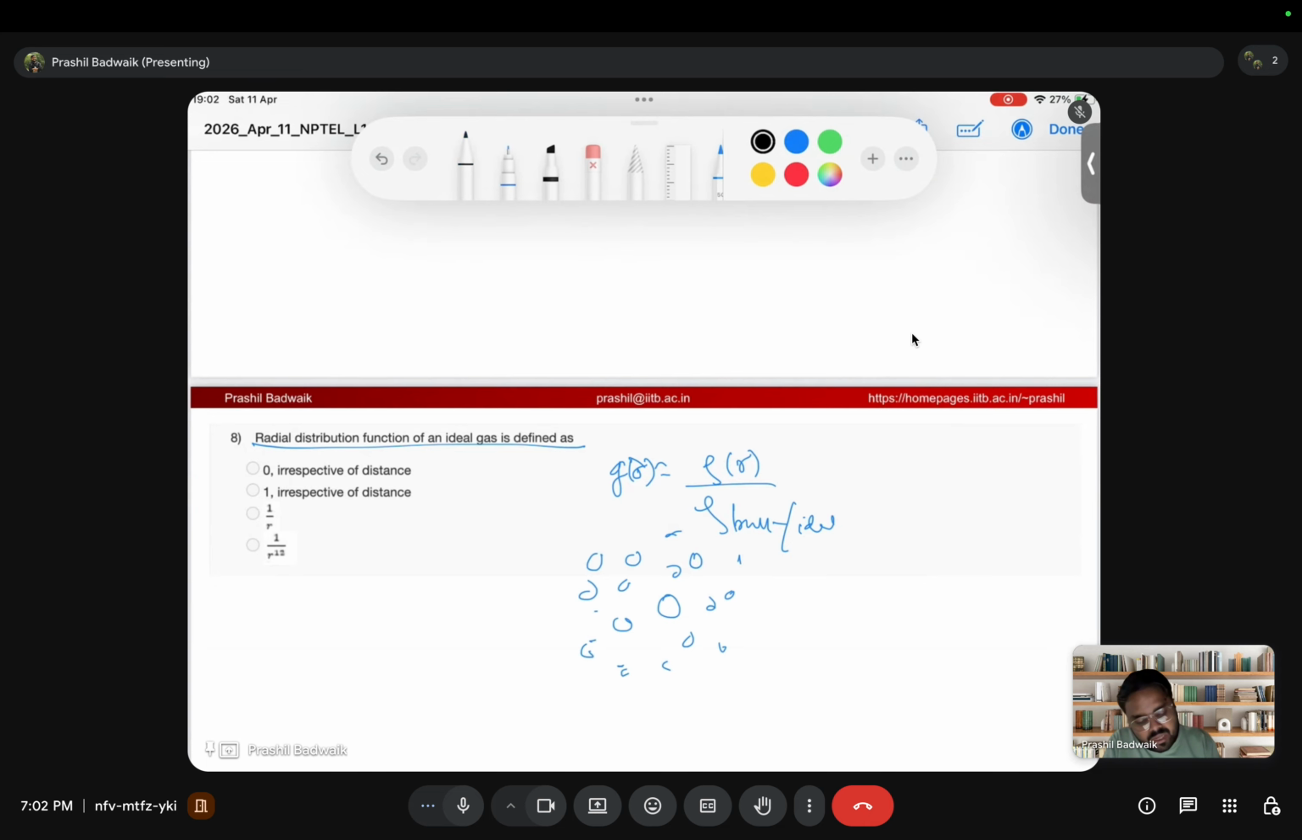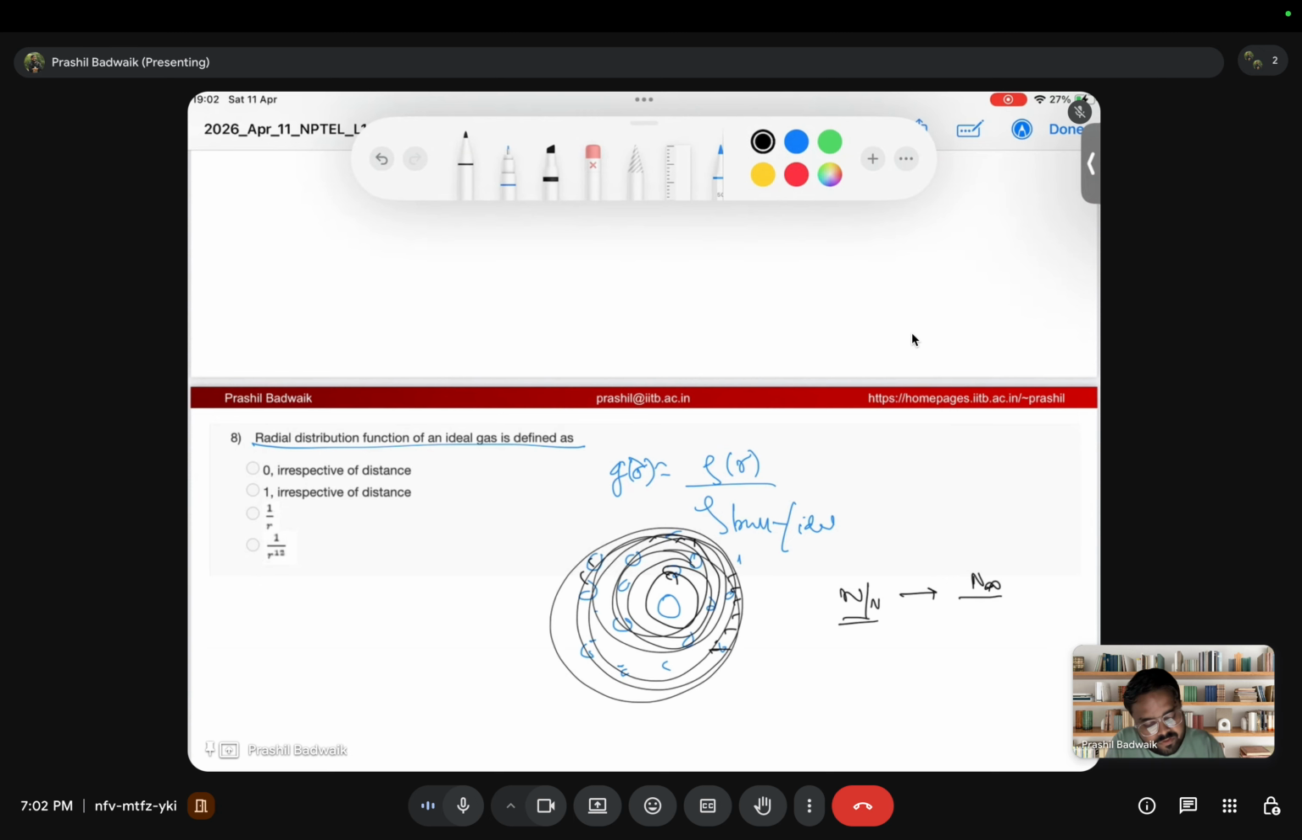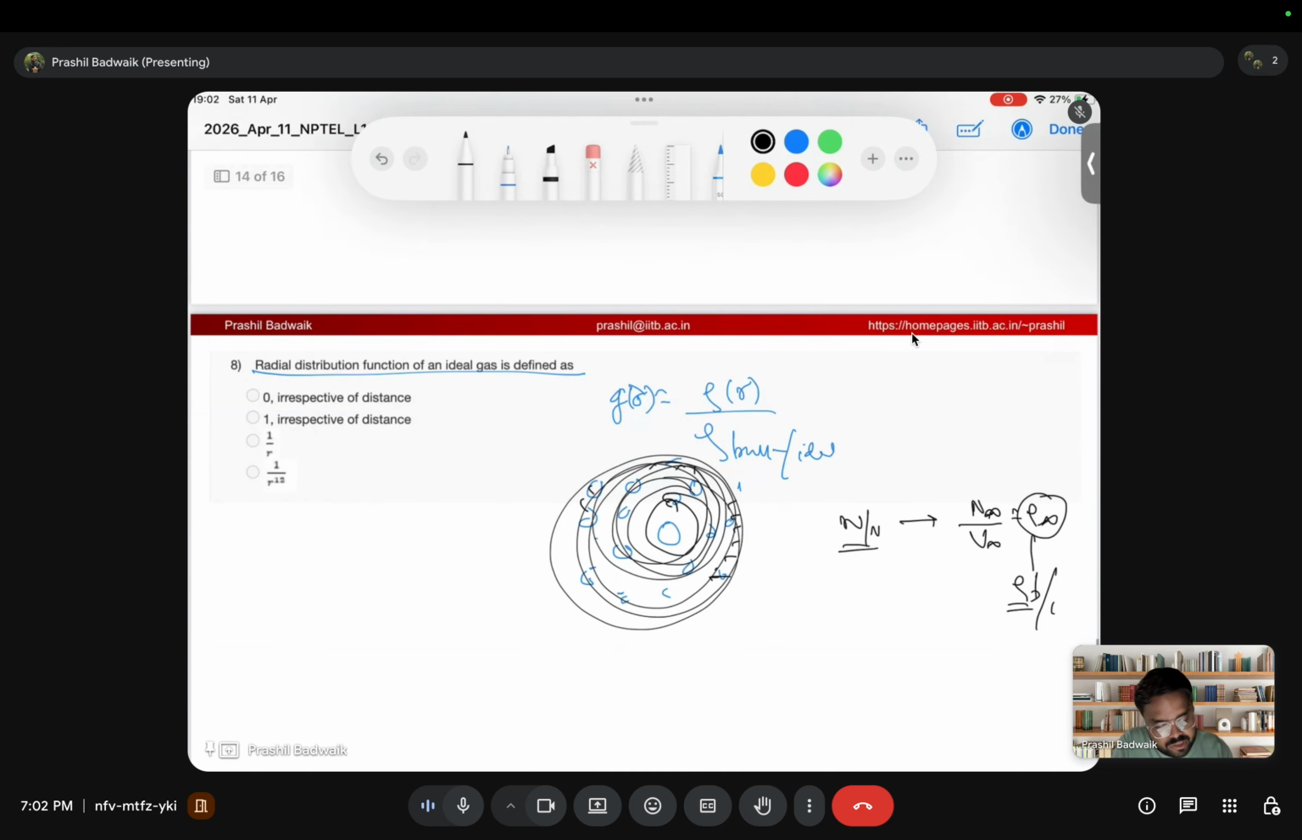What I'll do is take a sphere and calculate how many molecules are there in that volume, right? So the number of molecules per unit volume, n by v, we calculate. And similarly at a larger distance we calculate n infinity divided by v infinity, which is equal to the density at infinity, which is the bulk density or the ideal gas density. So if it is an ideal gas, then obviously the ratio is g of r.